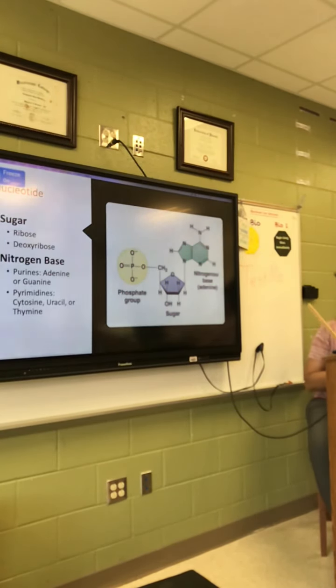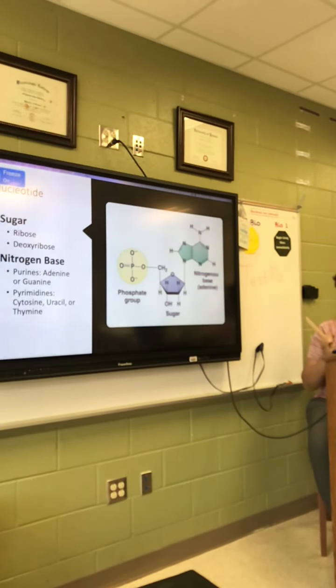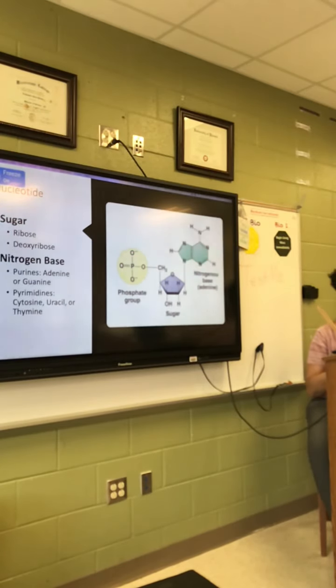And there's only 2 bases with 2 rings. Can you put 2 and 2 together? The 2 bases are adenine and guanine. You can put A and G. You don't have to, as long as you know what the A and G stands for. You have to know that A is for adenine and G is for guanine. Now, the other 3 bases are what we call pyrimidines. Pyrimidines only have 1 ring. Okay? And the 3 bases that are pyrimidines are cytosine, uracil, and thymine.